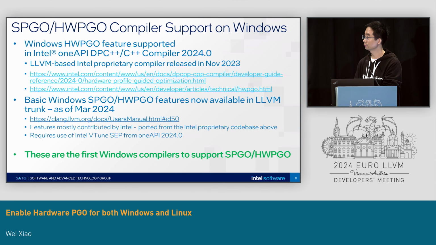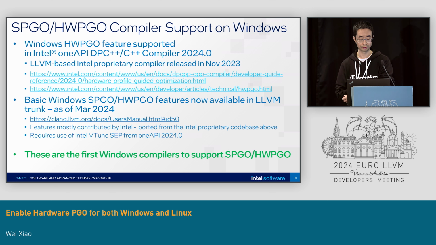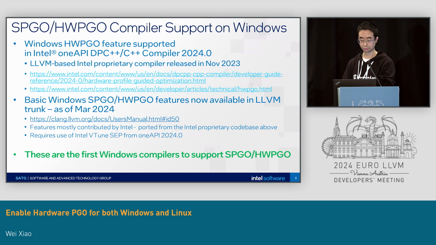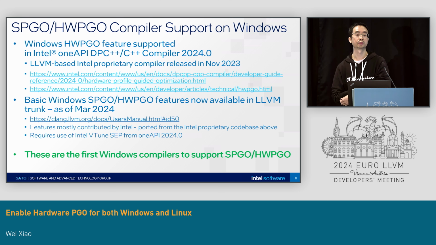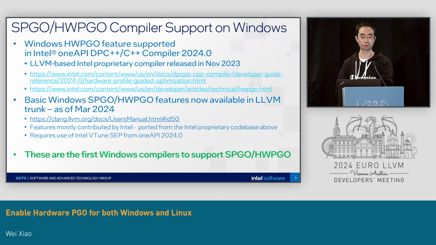Okay, besides enabling new hardware features, we also want hardware PGO to support more platforms. Our Intel compiler has already supported sampling-based PGO, or hardware PGO, on Windows, and we just upstreamed most of the changes to the LLVM main branch recently. So LLVM will become the first open source compiler which can support sampling-based PGO or hardware PGO on Windows. Yeah, we are the first one to do it. No other compiler can do it today on Windows.